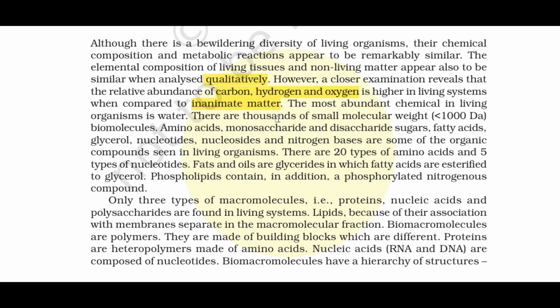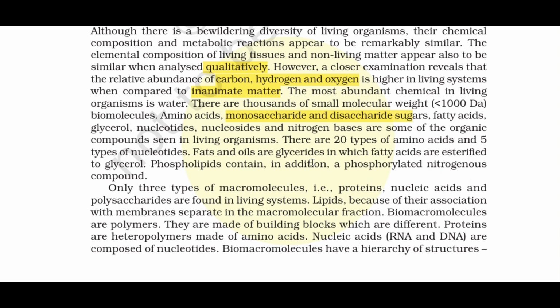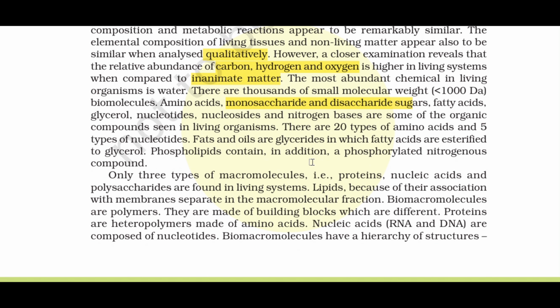There are thousands of small molecular weight (less than 1000 Da) biomolecules. Amino acids, monosaccharide and disaccharide sugars, fatty acids, glycerol, nucleotides, nucleosides and nitrogen bases are some of the organic compounds seen in living organisms. There are 20 types of amino acids and 5 types of nucleotides. Fats and oils are glycerides, in which fatty acids are esterified to glycerol. Phospholipids contain, in addition, a phosphorylated nitrogenous compound.